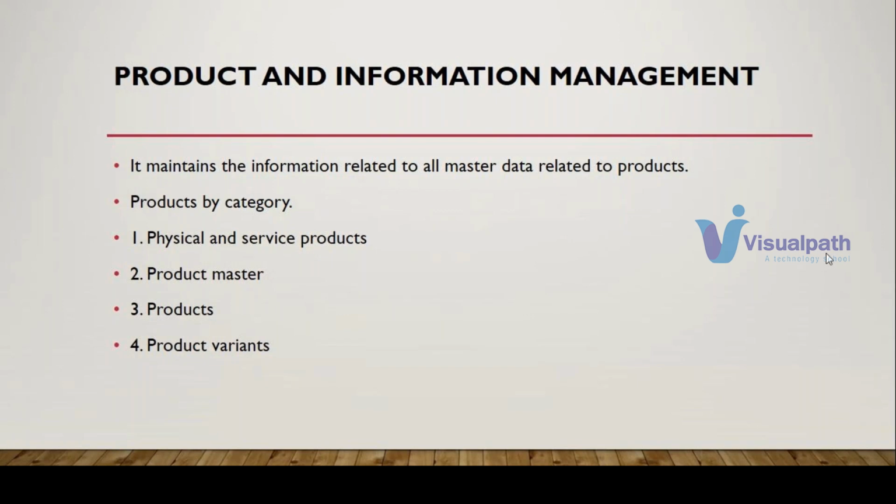So all these are again classified into product master, product and product variants. Product master means you cannot directly sell the product masters. Either you can sell products or product variants. Why can we not sell product masters directly?